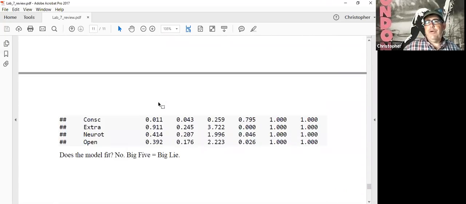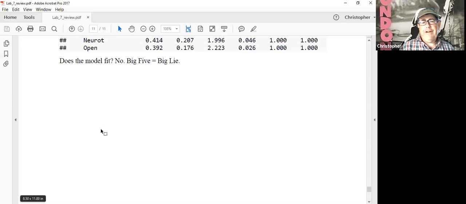All right, so in conclusion, does the model fit? No, the Big Five model does not appear to fit, or at least the data that we have do not adhere to what was expected by the Big Five model.